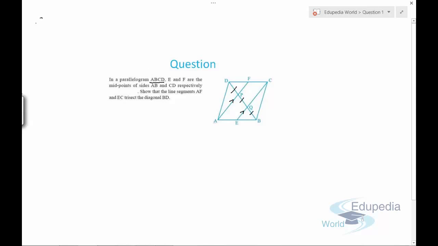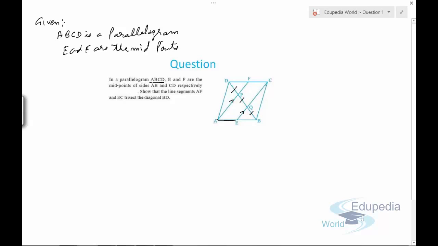Now first of all we need to write the given. It's given that ABCD is a parallelogram and E and F are the midpoints. So first we need to prove that AECF is a parallelogram. So let's see how we can prove this.